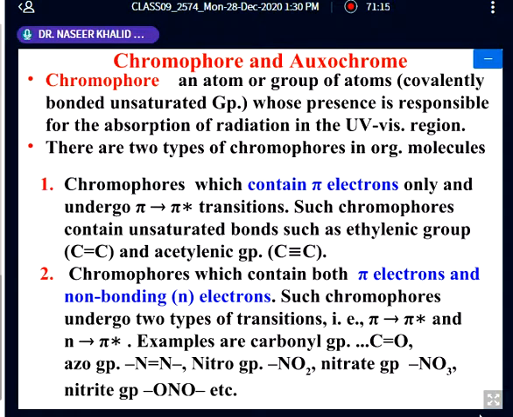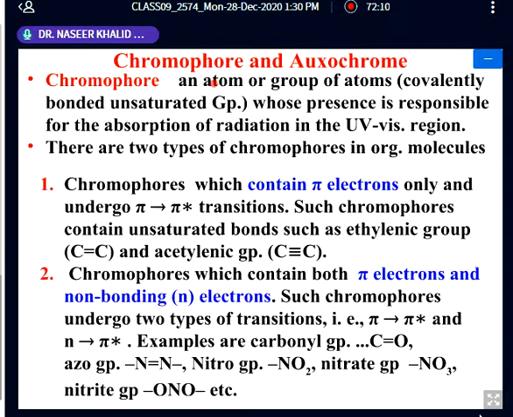Now there are two important terminologies you must know: one is chromophore and the other is auxochrome. When we say that an alkane is absorbing or a carboxylic acid is absorbing, they have different meanings. A chromophore is an atom or a group of atoms, covalently bonded, for example an unsaturated compound, an alkyne. Similarly, carbon double bond O, carboxylic acid, aldehyde, ketone. So a chromophore could be an atom or a group of atoms.